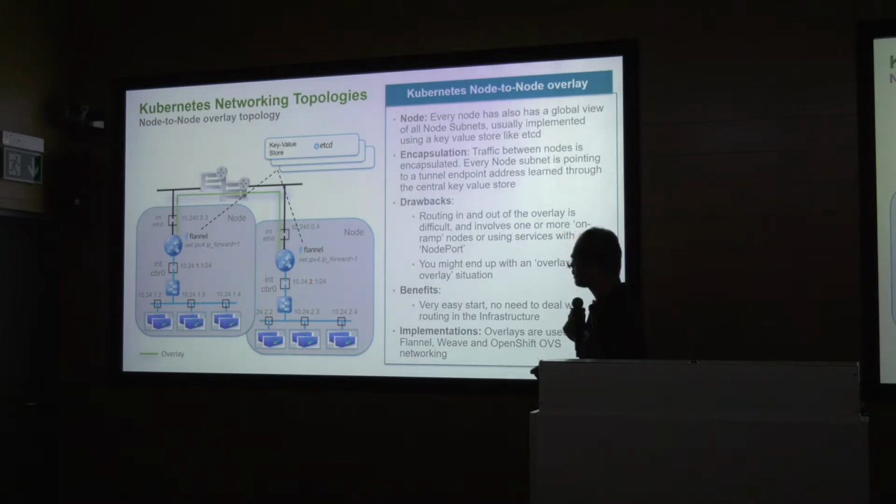The next case is with the introduction of overlay networking. This is exactly how Flannel implements this, with the etcd key-value store. And here, what is the difference?